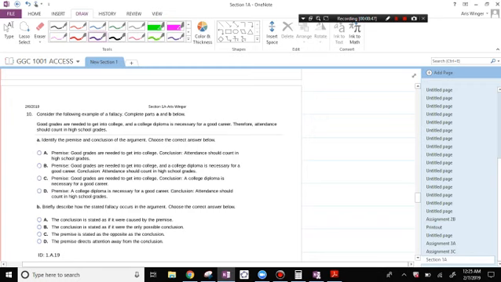Consider the following example of a fallacy. Complete parts A and B below. Good grades are needed to get into college, and a college diploma is necessary for a good career. Therefore, attendance should count in high school grades. The premise is that good grades are needed to get into college, and a college diploma is necessary for a good career. Okay, conclusion: attendance should count. I like B.